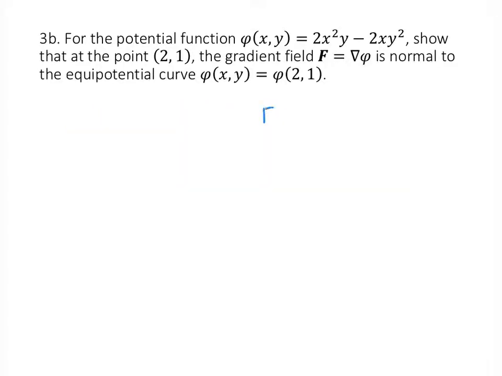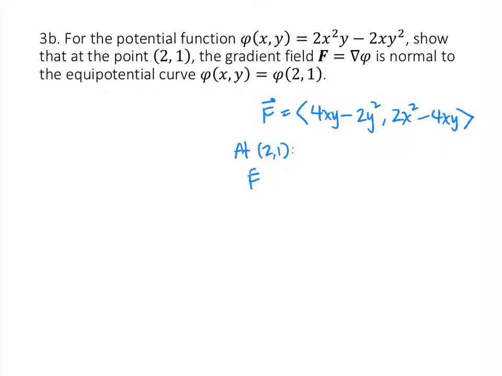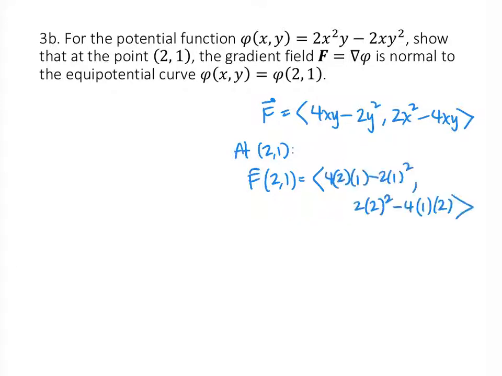Now that we have that vector field, again what we want to show is that at the point (2, 1), the vector field is perpendicular to the level curve. So let's find the vector in our vector field at the point (2, 1). Capital F of (2, 1) is what we get when we plug in 2 for x and 1 for y. And in this case, that vector is <6, 0>.